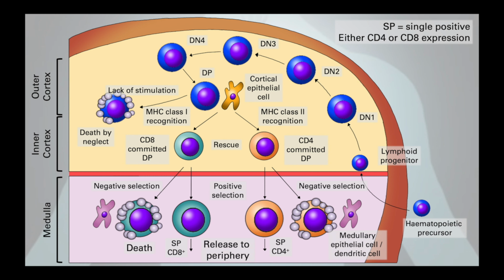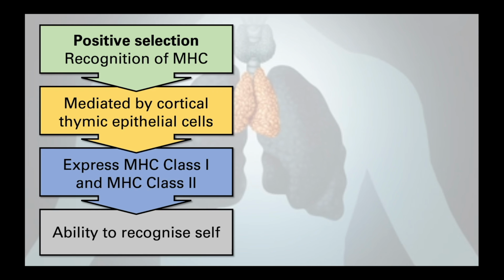Just to summarise these processes, positive selection is checking to ensure that the TCR expressed on the CD8 or CD4 committed T cell can interact with self-MHC, expressing a small fragment of self-peptide. We do this to ensure that the T cells can recognise the MHC molecule. And this is mediated by the cortical epithelial cells that have all the cellular machinery to express both class 1 and class 2 MHC. If the cell does not receive the correct signals, it is not rescued and dies by neglect to be removed from the repertoire.